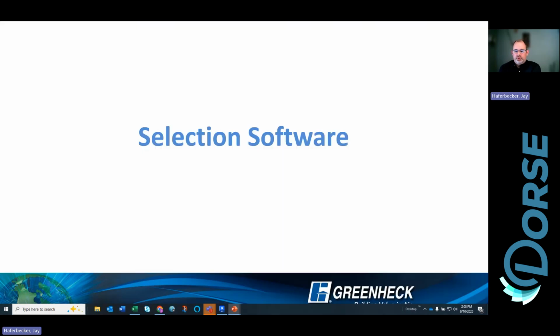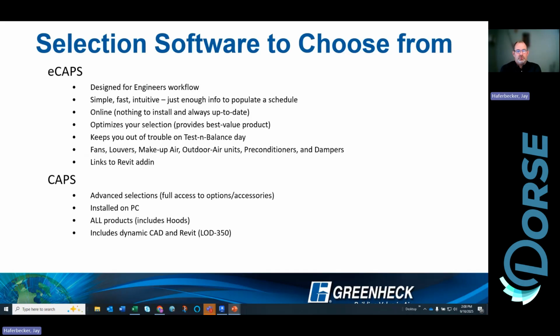All right, so next let's switch gears and talk about our selection software. Now you can have the guys at Dorsey make selections for you, or you can choose from one of two programs and make selections on your own. We offer an eCAPS program and a CAPS program. This slide here is kind of to compare and contrast the difference between the two different selection programs, right?